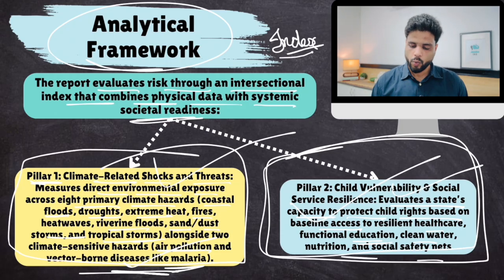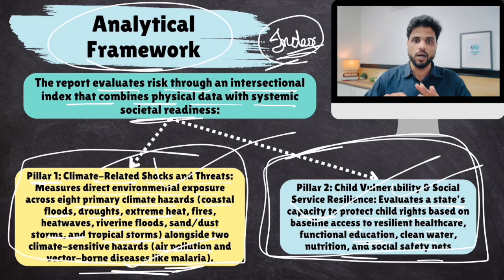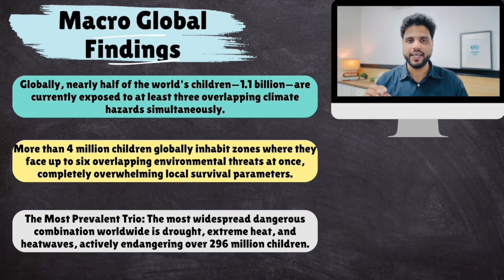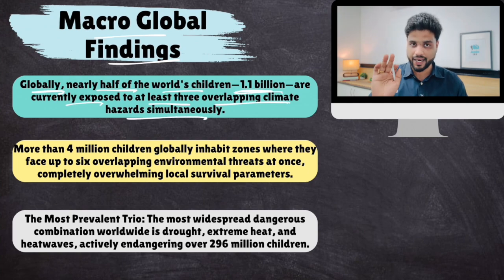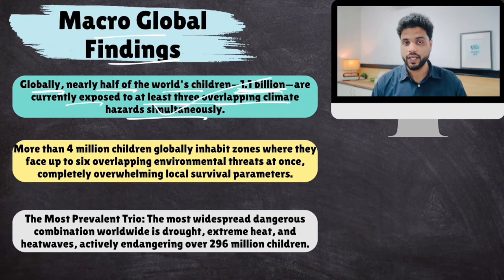Now we'll come to India. What was India's performance? We'll come to that. But let's first talk about the overall picture as presented by UNICEF for the entire world. Macro global findings. Globally, nearly half of the world's children, 1.1 billion, are currently exposed to at least 3 climate hazards. There are 8 climate hazards, and half of the entire world's children are exposed to at least 3 of them. Not a good thing. Meanwhile, 4 million children globally inhabit zones where they face up to 6 climate-related hazards.